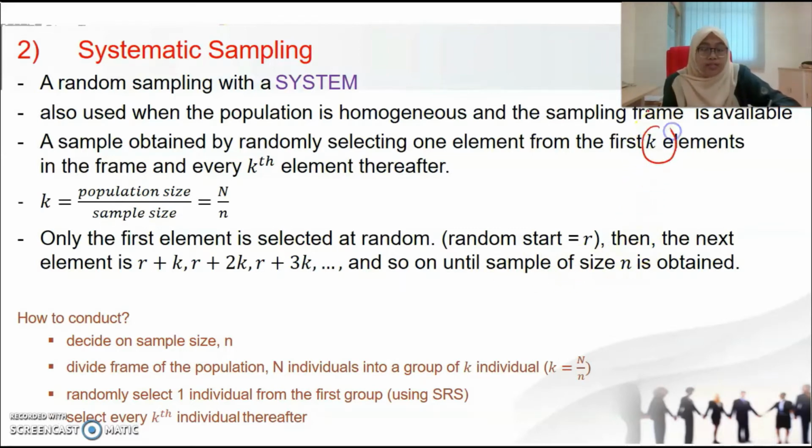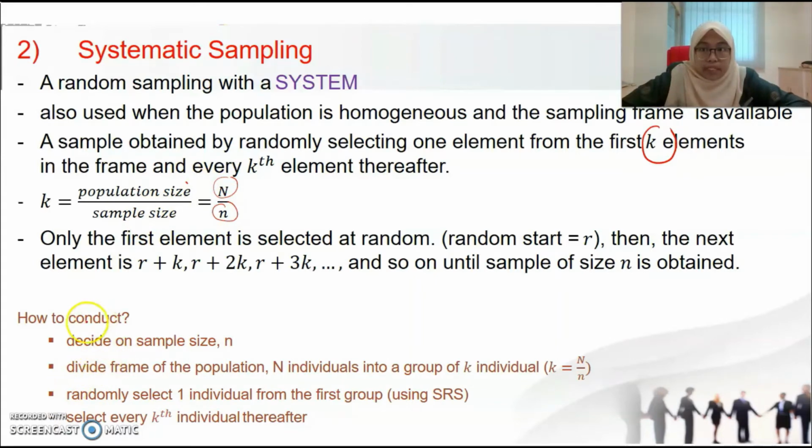Okay, k here is the interval, and then we pick every kth element thereafter. To get this k value, the formula is capital N over small n. Capital N is the population size. This small letter n here means the sample size.